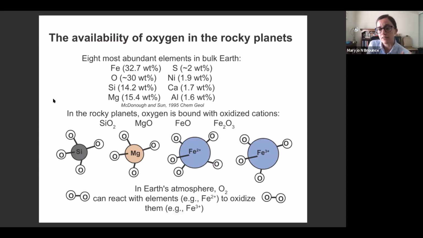This is really different than the case of the atmosphere, where there is much less oxygen by mass present in Earth's atmosphere than there is in the solid Earth. But what is there exists as the dioxygen molecule, which is very reactive and will readily take metallic or reduced versions of the other cations and oxidize them. For instance, metallic iron in steel will be oxidized to ferrous iron and then ferric to rust it. So there's a lot of oxygen bound in the solid Earth, but what's there is not very reactive. There is not a lot of oxygen in the atmosphere, but what is there is very reactive.